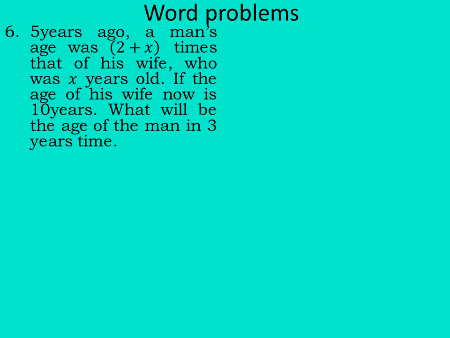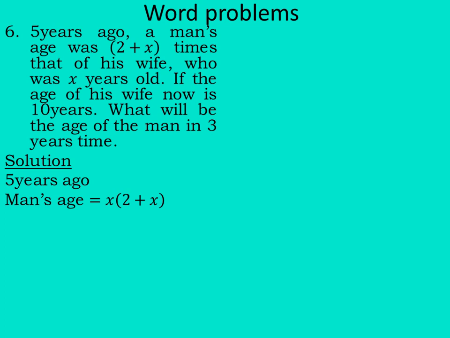So here is the sixth question. 5 years ago, a man's age was 2 plus x times that of his wife, who was x years old. If the age of his wife now is 10 years, what will be the age of the man in 3 years' time? Here's the solution. 5 years ago, the man's age is equal to x into brackets 2 plus x, because the question says a man's age was 2 plus x times that of his wife, who was x years old.